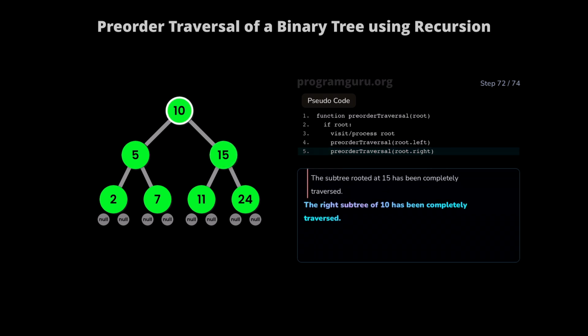The right subtree of 10 has been completely traversed. The tree rooted at 10 has been completely traversed. Preorder traversal of the given binary tree is complete. We have now visited all the nodes in the binary tree using the preorder traversal technique.